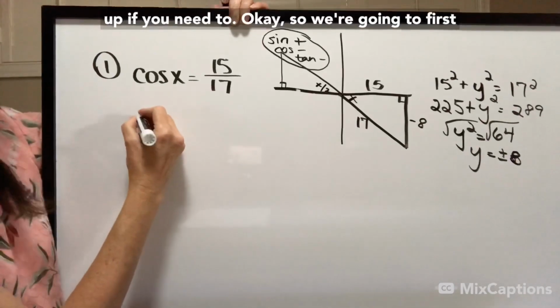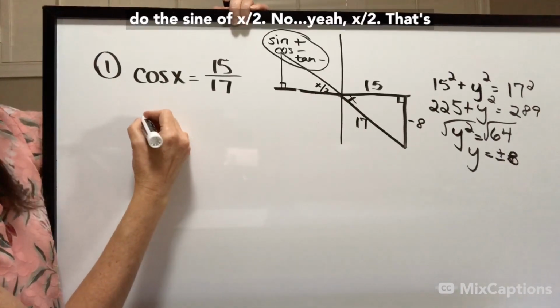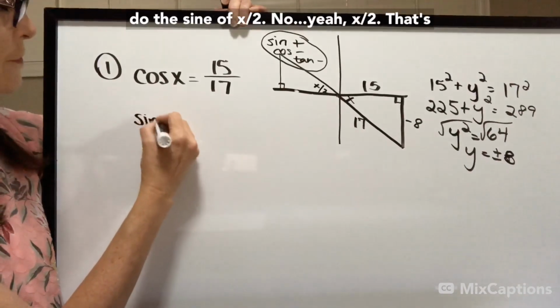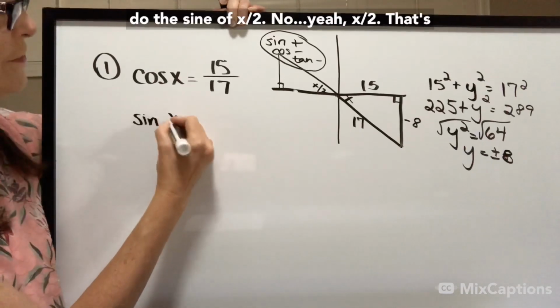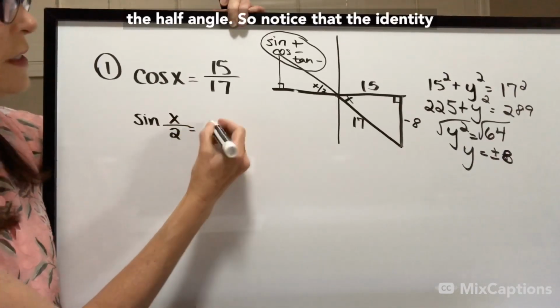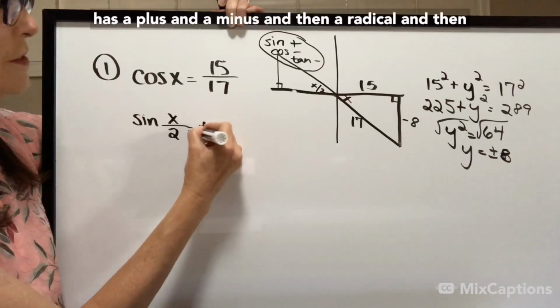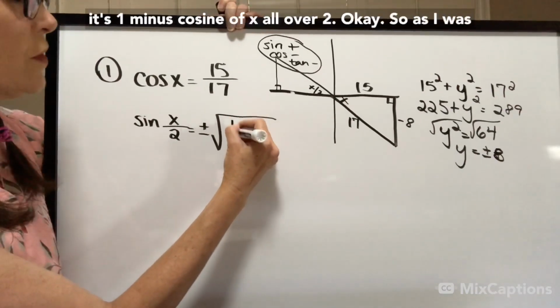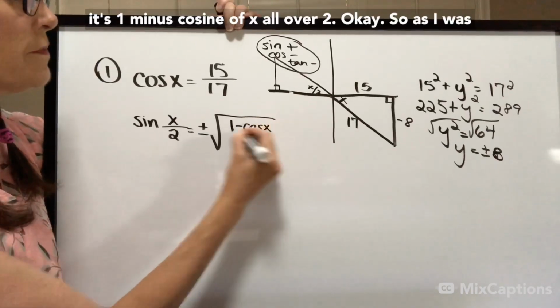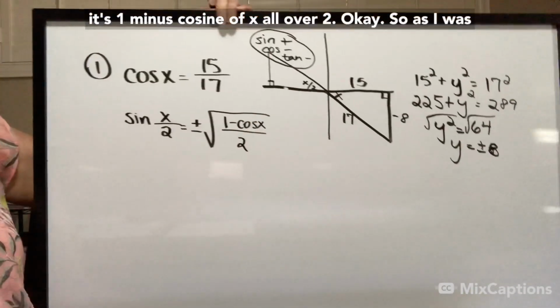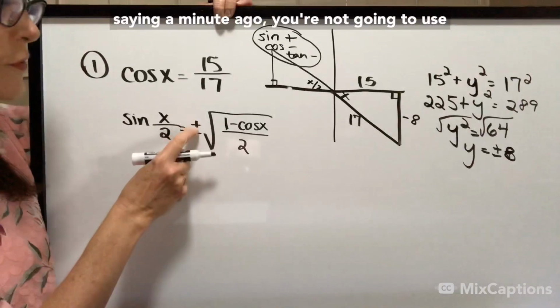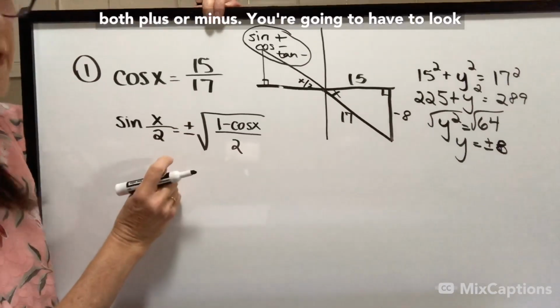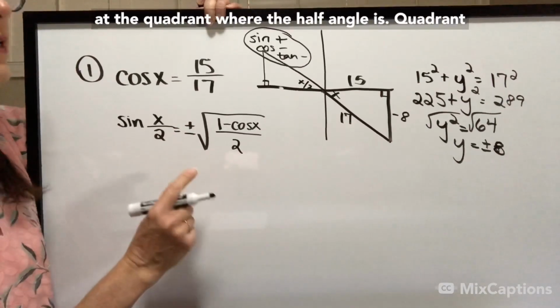Okay, so we're going to first do the sine of x over 2. X over 2, that's the half angle. So notice that the identity has a plus and a minus, and then a radical, and then it's 1 minus cosine of x over 2. Okay, so as I was saying a minute ago, you're not going to use both plus and minus. You're going to have to look at the quadrant where the half angle is.